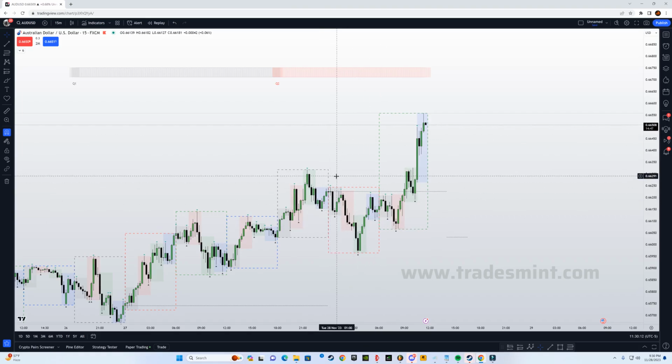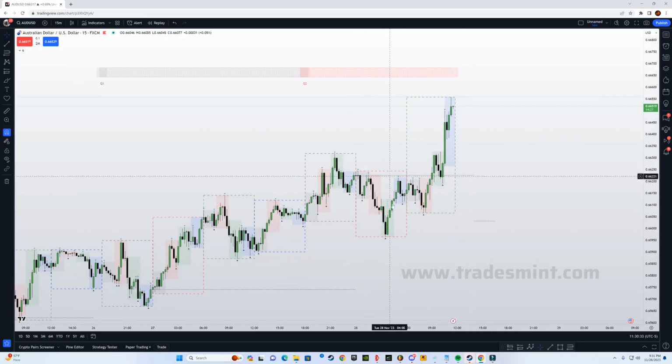Typically, the prime entry that you would get is during the manipulation phase, because that is when price is going into some form of PD array to either sweep sell side liquidity, buy side liquidity, or it will go into a PD array. So I want to give you an example here.